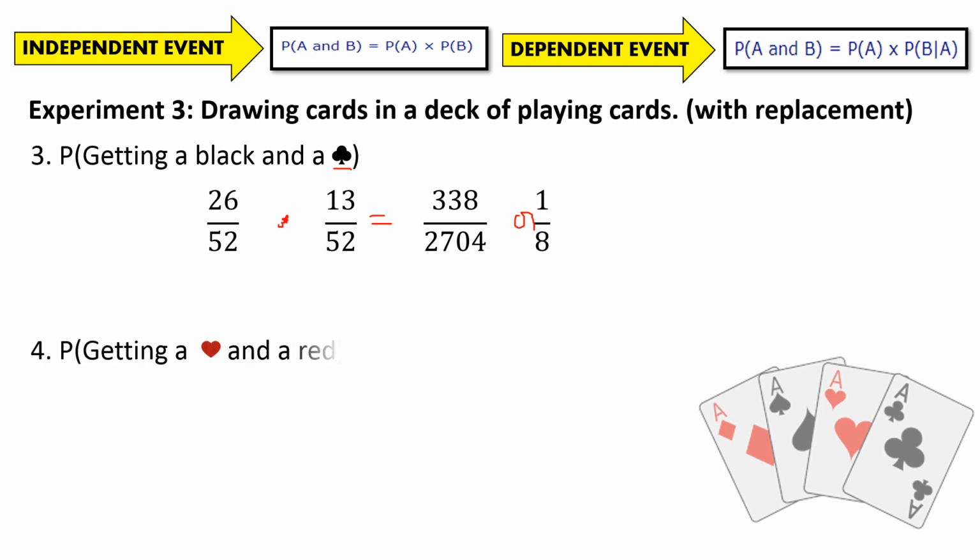Number 4, probability of getting a heart and a red card. The number of hearts is 13 over 52, while the number of red cards is 26 over 52. Then multiplying these two, this will give us 338 over 2,704. We need the simplest form, and the simplest form is 1 over 8 as well. So let's have the last experiment. Keep on listening.